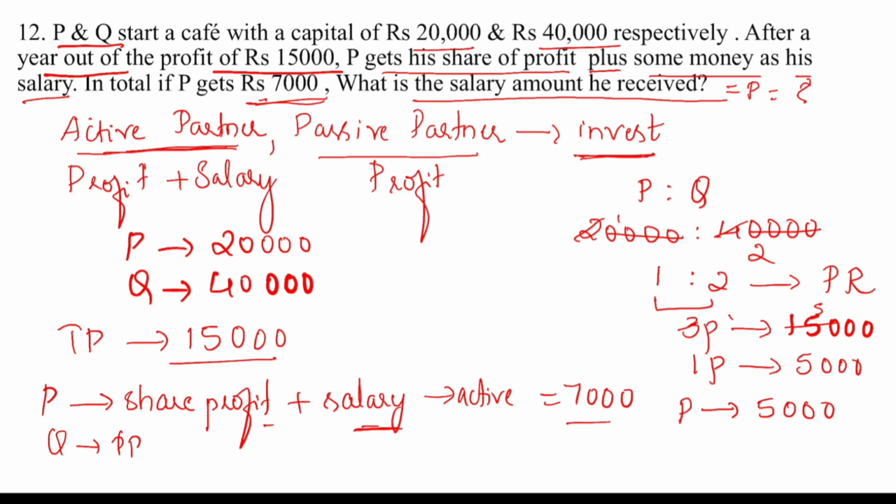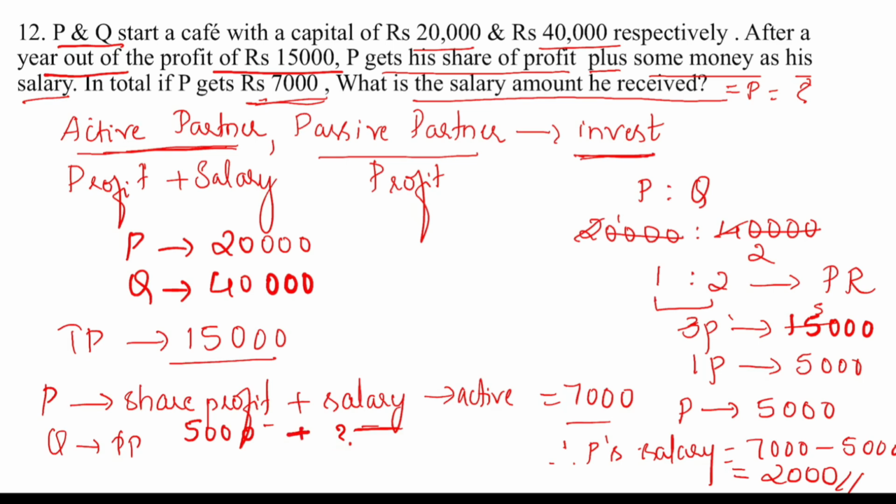Now in total he got 7,000. If 5,000 was profit, then the salary will be how much? Therefore P's salary will be 7,000 minus 5,000, which is equal to 2,000. So the salary of P was 2,000. Because this 5,000 was his profit and the salary we don't know, but in total he got 7,000, isn't it? So the salary is equal to 7,000 minus 5,000, which is equal to 2,000. P's salary is 2,000.